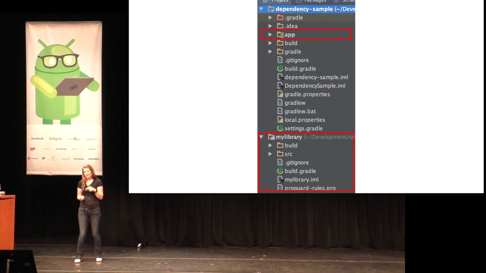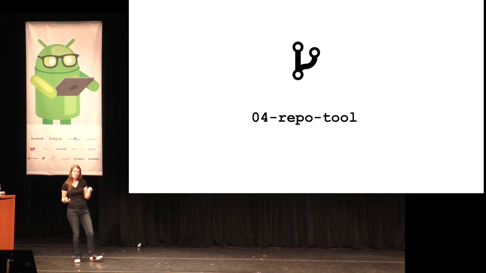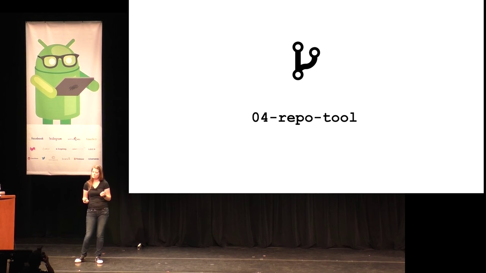So the way that I've set this up, when I pull all this code in, I still get everything in one Android Studio project. So you can see I've got my app module and my library module, and I've got access to all the source code. These examples are in the O4 repo tool branch for the shell and the library, and then also it's just on master for the parent repo.